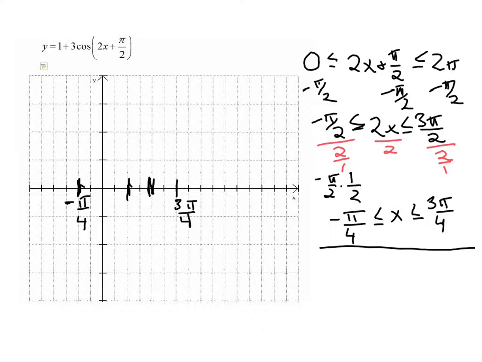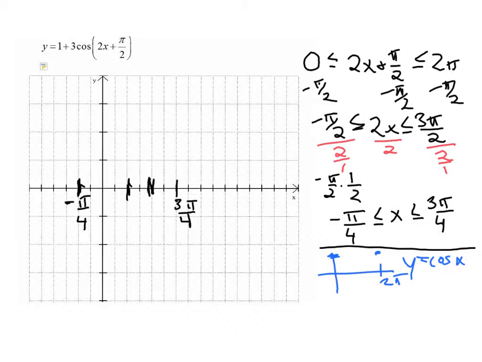Now for plotting the points. You need to have a picture in your head, or on your paper, of what the cosine graph looks like. Plain y equals cosine of x has this kind of U shape. We get a complete cycle as x goes from 0 to 2 pi. The cosine graph starts and ends at its maximum value at 1.